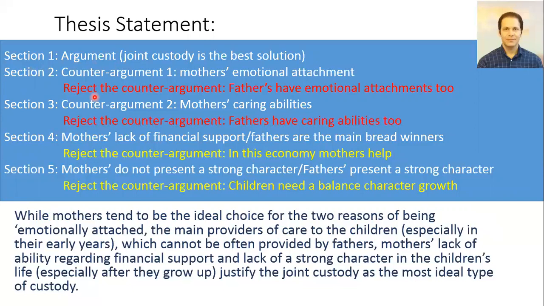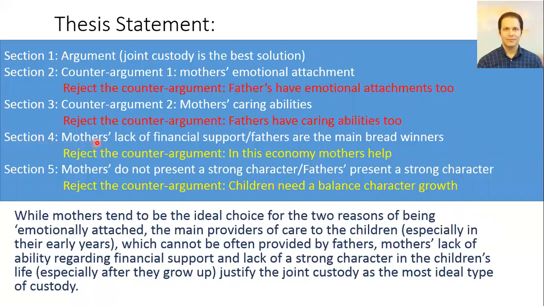And here I can, for example, bring evidence or examples rejecting the counter argument. For example, fathers have emotional attachment too. And then section 3 is about the counter argument number 2, mother's caring abilities, which again, if I want to prove my argument, I have to reject it too. For example, I can say that fathers have caring abilities too, which of course I have to refer to other studies.